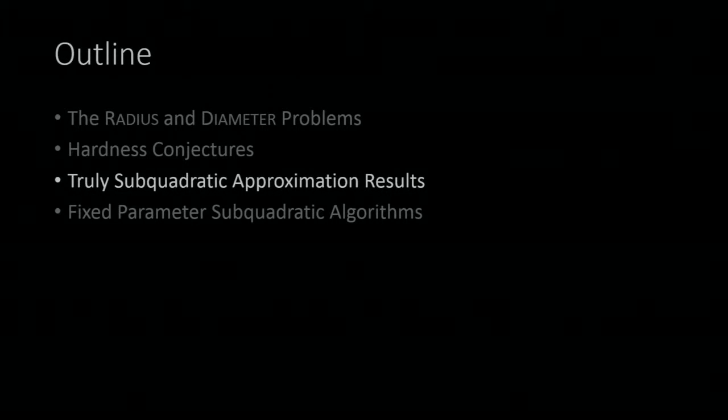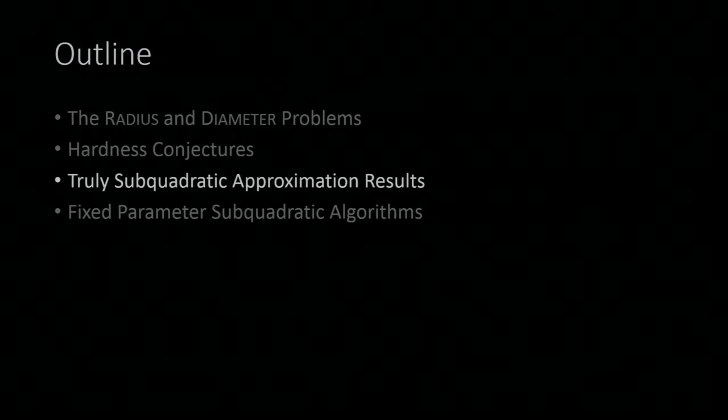Okay, so I will briefly go over our results on how well radius and diameter can be approximated in truly subquadratic time. Oh, and we say sparse graphs in the title of this talk because we care about the case where m equals n. That's where most of these results are relevant, because we're figuring out when n squared is the right bound.